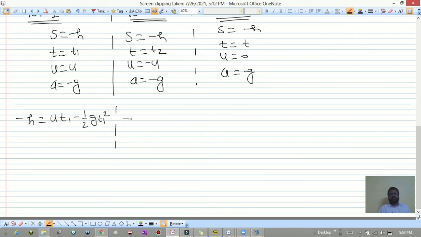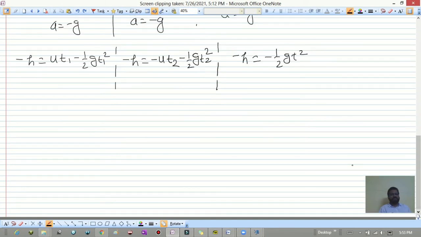For the first one. Second one, minus h is equal to u t2 minus 1 by 2 g t2 squared. Now why minus u? Because it is downward, isn't it? And for the third one, minus h is equal to minus 1 by 2 g t squared. Now if you just equate these two, that is the first and the second one, we'll get u t1 minus 1 by 2 g t1 squared is equal to minus u t2 minus 1 by 2 g t2 squared.